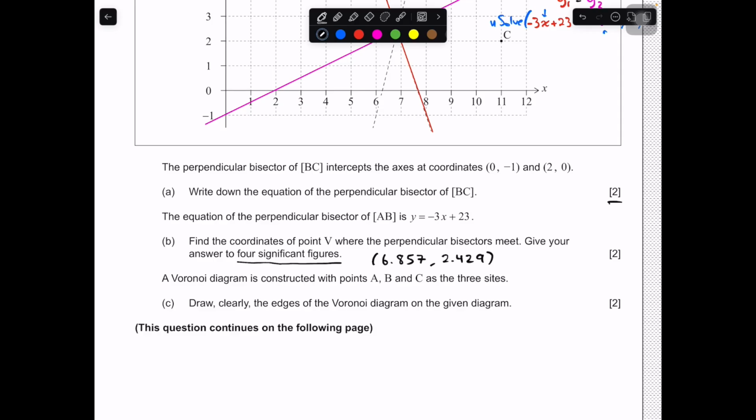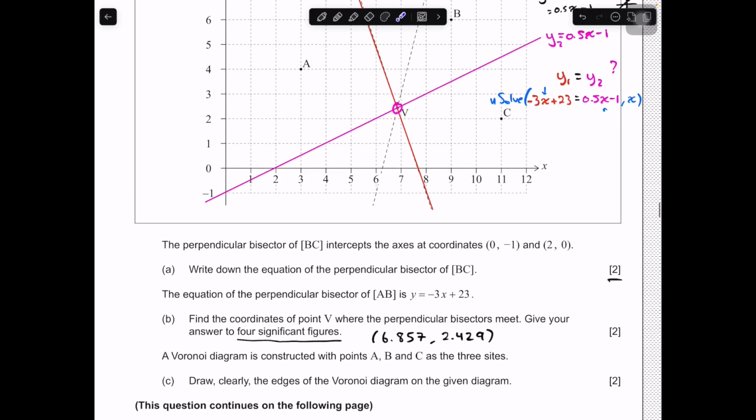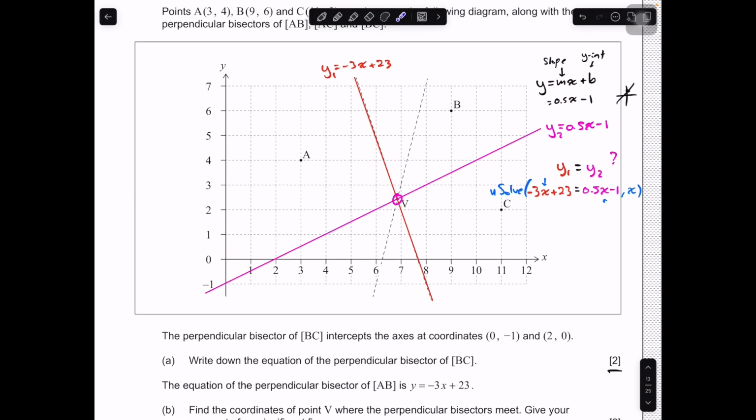Last question, part C. A Voronoi diagram is constructed with points A, B, and C as the 3 sites. Draw clearly the edges of the Voronoi diagram on the given diagram. Okay, so those boundary points. Going to go ahead and clear this up because we don't need all of this.